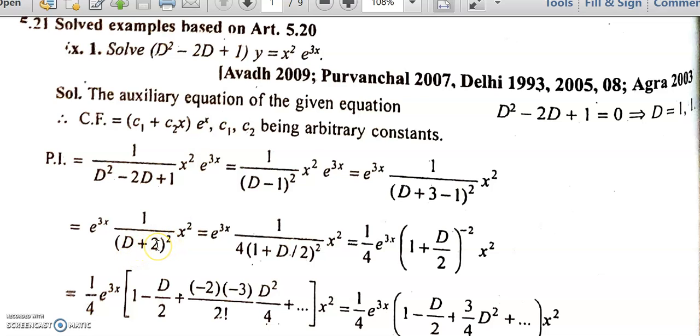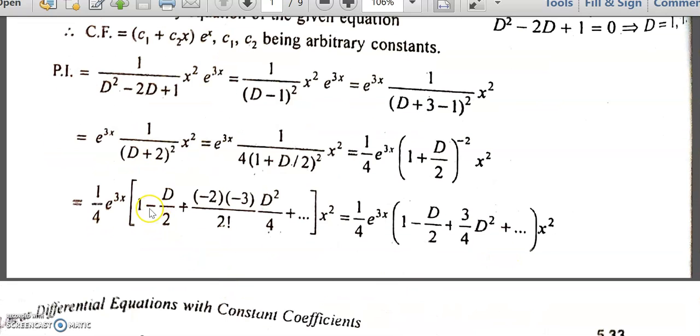Okay, now we need to take 2 common. 2 squared will come out as a 4, right? And here is (1 plus D by 2) whole square. That means (1 plus D by 2) whole to the power minus 2 operates on x square. So this is like (1 plus x) whole to the power minus 2, so 1 minus 2x plus 3x square, like this. Or you can use this formula, 1 plus nx plus n(n minus 1) by 2 factorial x square. Like this way: 1 minus D by 2 plus (minus 2)(minus 3) by 2 factorial D square by 4 plus dot dot dot, that operates on x square, right?